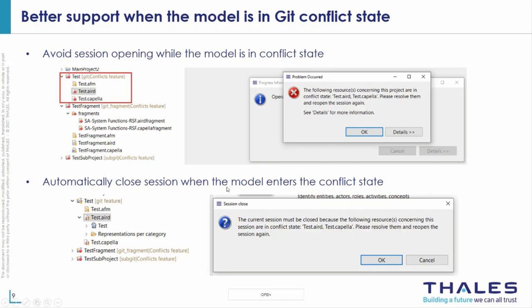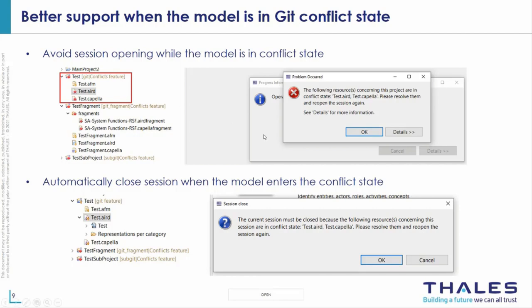Next, we have some new support for the usage of version control in Capella with Git. After some version control operations, your model can end up in a conflict state. Let's say, for example, you make some changes on your model on a dedicated branch, and then you merge it back to the main branch. In case of conflict, you are not supposed to continue to work on your model, because actually your model is no longer in a coherent state, and continuing to work on it just makes the problem worse.